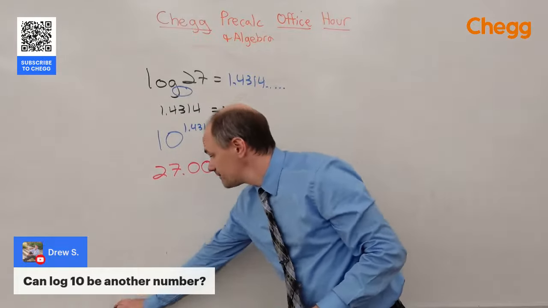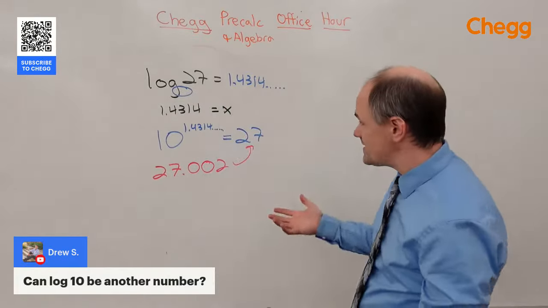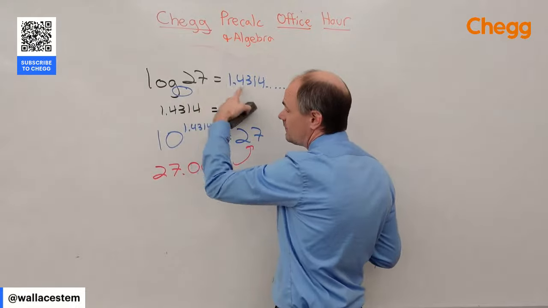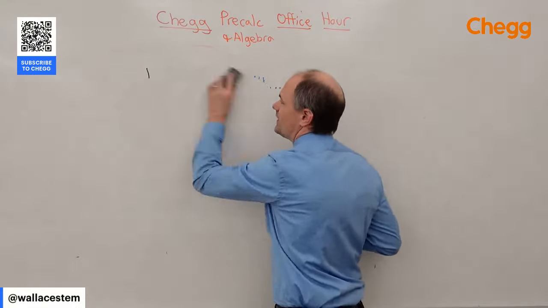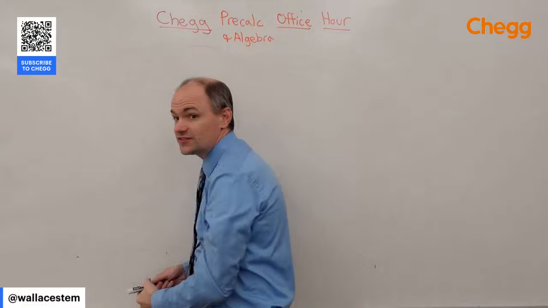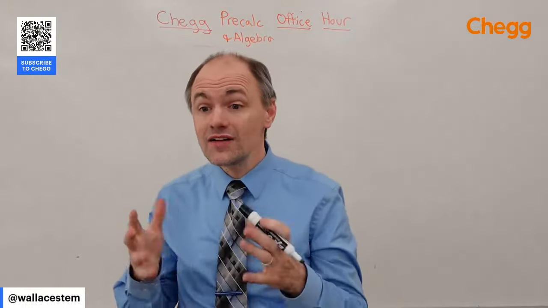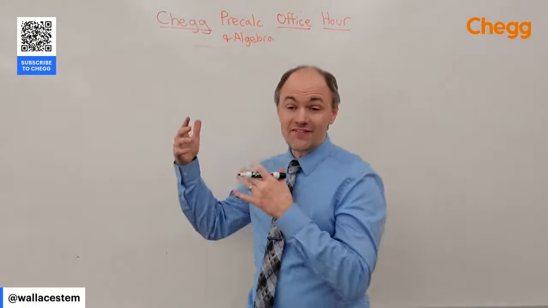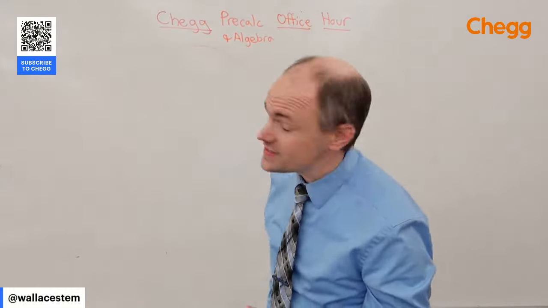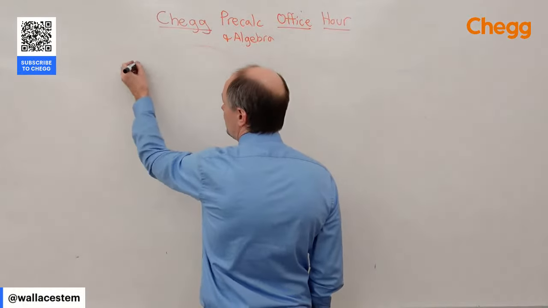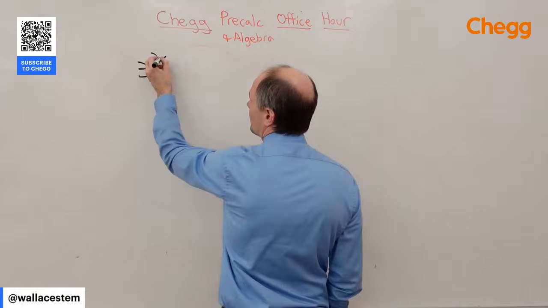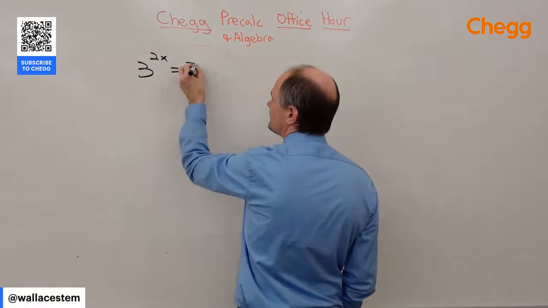So that's log base 10. It's always a base 10, but the numbers can be pretty much anything that we want them to be to help us solve, which is really nice because logs help us solve problems that have exponents in them. For example, if I had 3 to the 2x power equals 7.